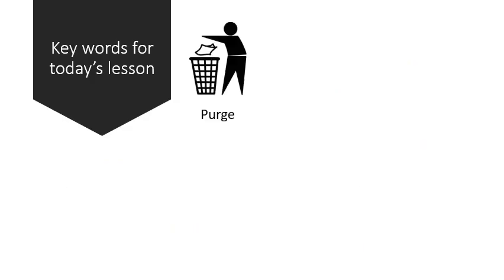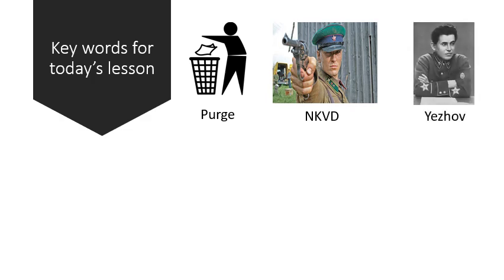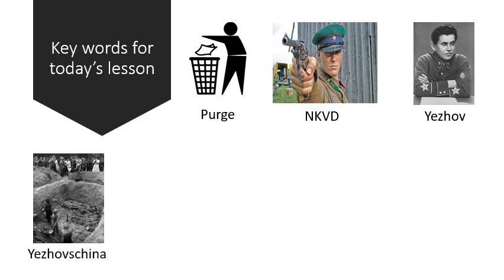There are some important words for today. Purge, we said, is to get rid of elements that you don't want. For Stalin, that meant people deemed to be disloyal to either his ideas or the country. The NKVD was the secret police, and they were going to carry out this purge. They also ran the gulags. In 1936, they were led by a man called Yezhov. He was nicknamed the Poison Dwarf. He was known for torturing people personally, and he had a very bad reputation for the terror, which led to people in the Soviet Union calling it the Yezhovshchina.